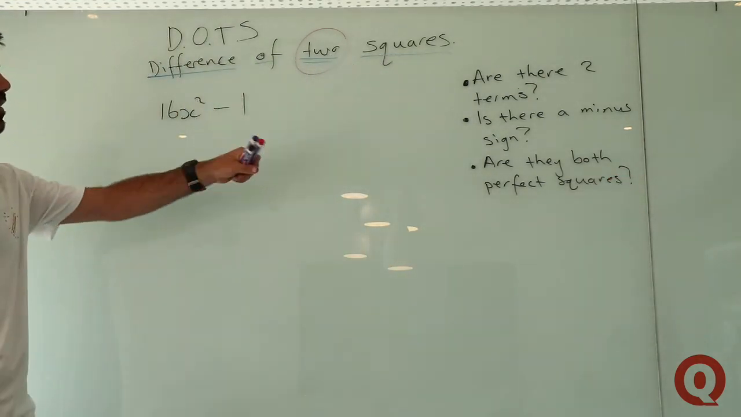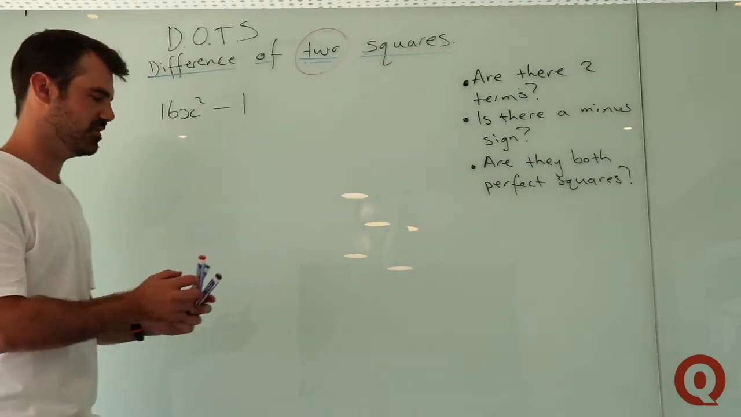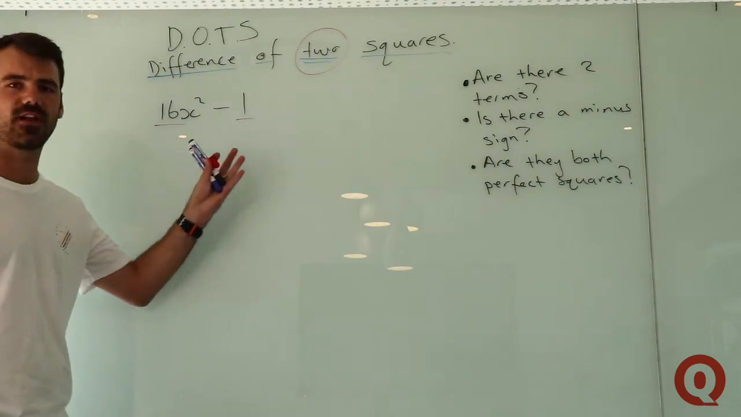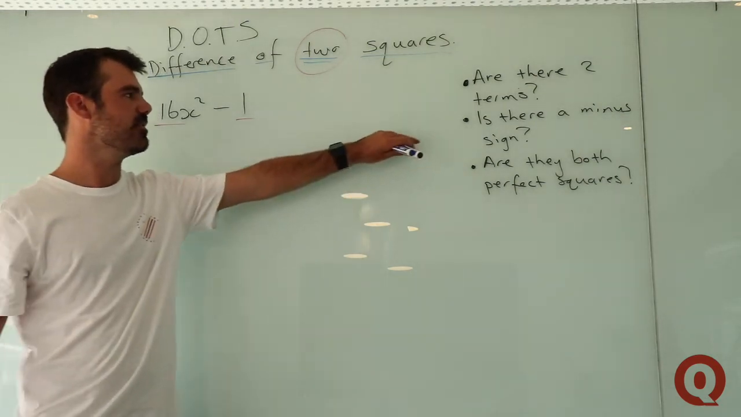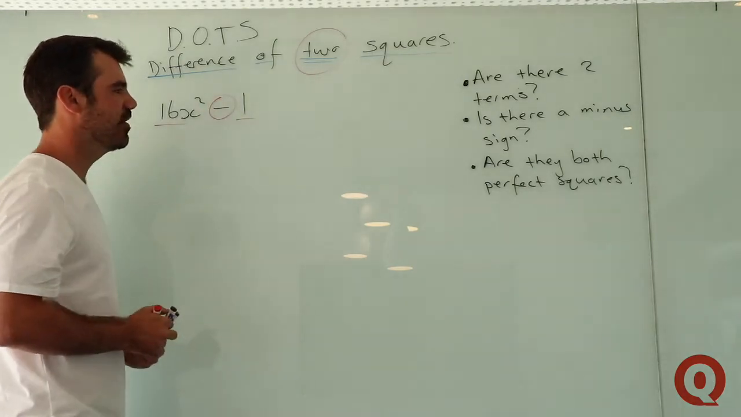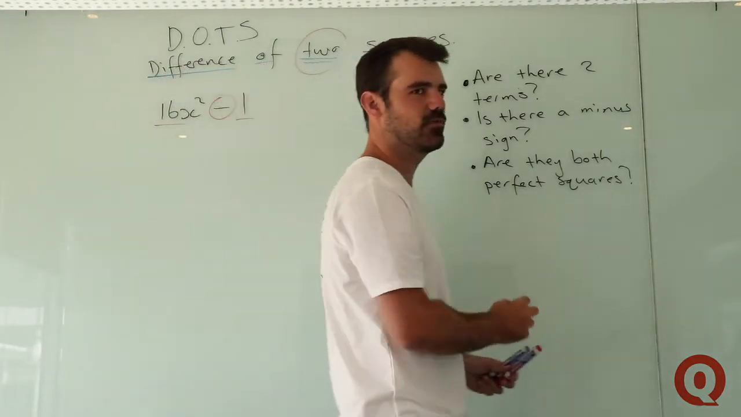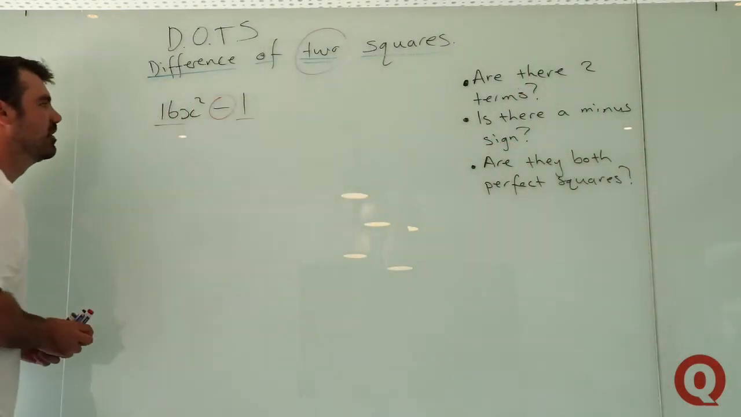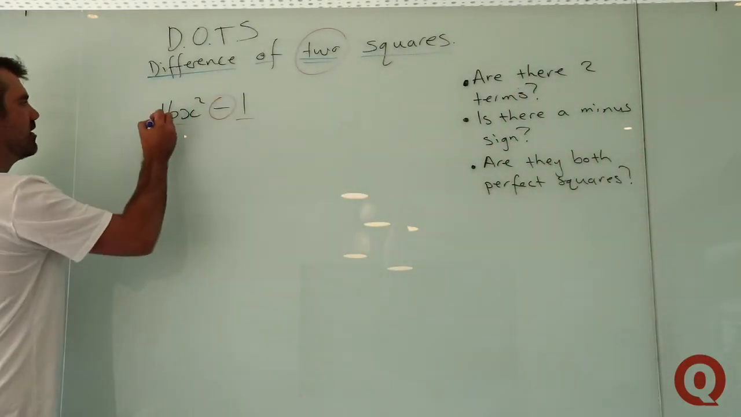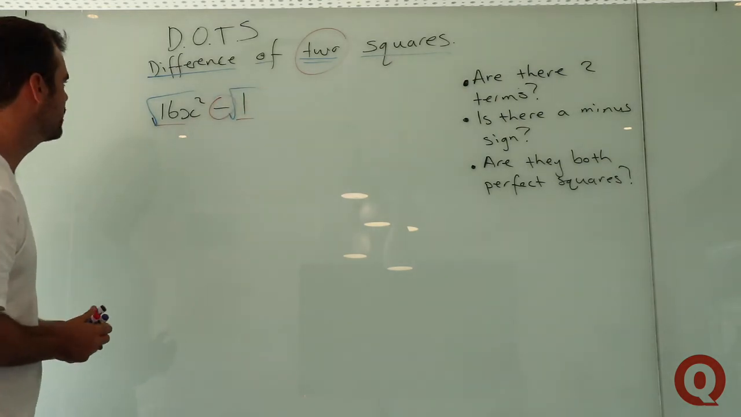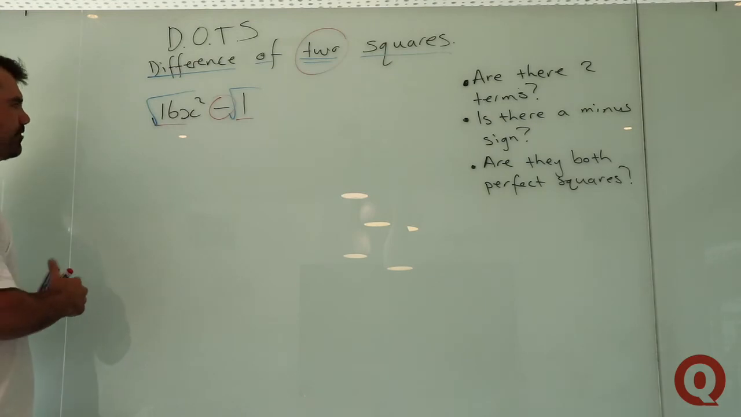Now, the first 2 are quite straightforward. Are there 2 terms? Well, of course they are. There's 1, 2. As we know, terms are separated by plus and minus signs. Question number 2, is there a minus sign? Of course there is. It's right over here. And the third question is, are they both perfect squares? Well, this is the one that might be a little bit tricky for you, but it's quite easily solved. All you need to do is place a square root sign over both of our terms. And that will be able to tell us if they are perfect squares.